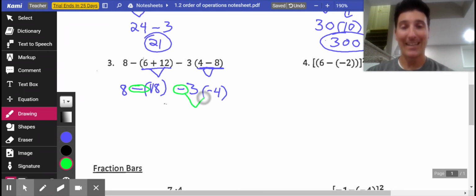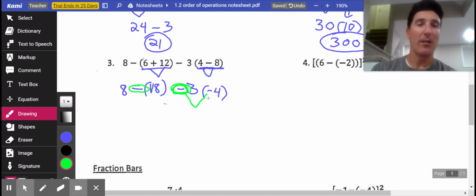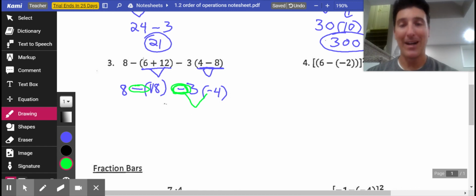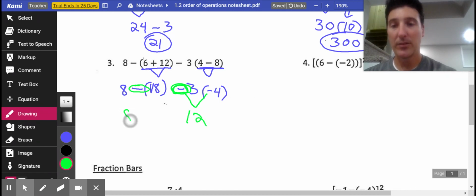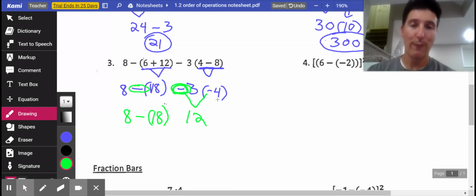So this is my next step. Now, I can attach this negative with the 3, and I'm going to do -3 times -4. These are going to be the most common mistakes, dealing with these double negatives. So when you multiply 2 negatives, it gives me a positive 12. Then I just bring these down. So it's 8 minus 18. Bring down this, it became a plus, because -3 times -4 is positive 12, so that changes to a plus. So I have a minus, I have a plus.